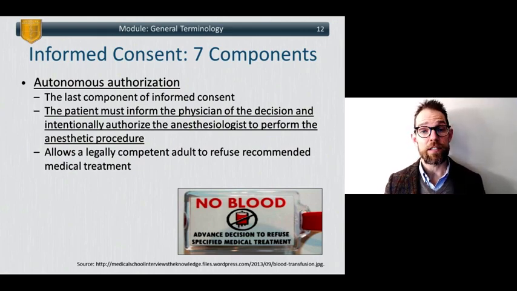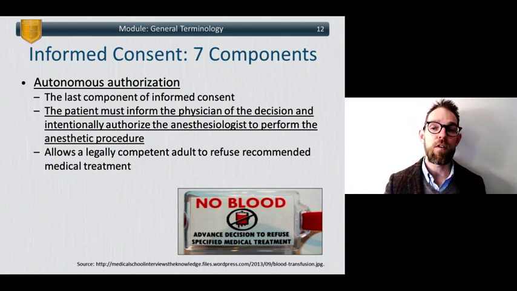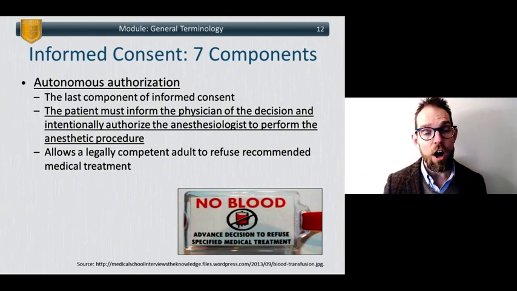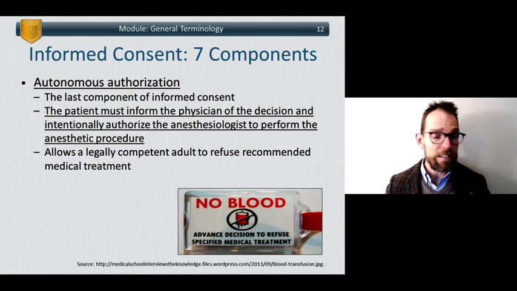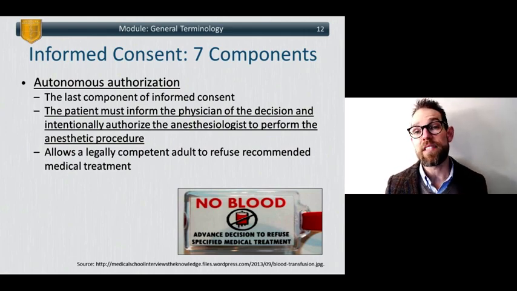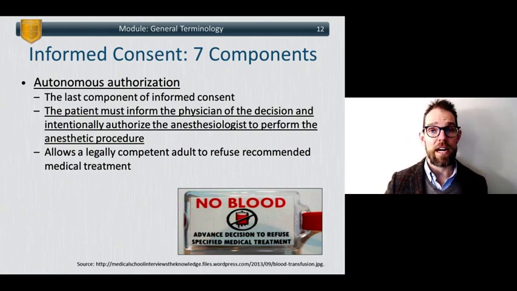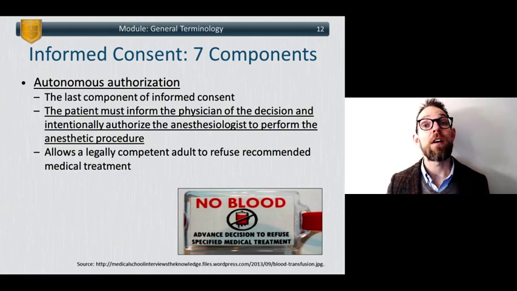Autonomous authorization. So the last component of informed consent. The patient has to inform the physician of the decision and intentionally authorize that physician and the anesthesiologist to perform the anesthetic procedure, and intentionally authorize that surgeon to proceed with surgery. So this allows a legally competent patient to be able to refuse recommended medical treatment.